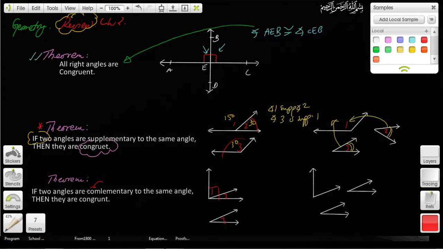If two angles are complementary to the same angle, for example, this is like 60 and this is 30, they're complementary. Angle 1 and angle 2 are complementary. And angle 3 and angle 1 are complementary, so this is 30. Then these two angles are congruent, meaning angle 2 is congruent to angle 3. And again, these don't have to be adjacent angles. It could be angle 1, this could be angle 2, and angle 3. If they're both complementary to the same angle, it implies that angle 3 is congruent to angle 2.